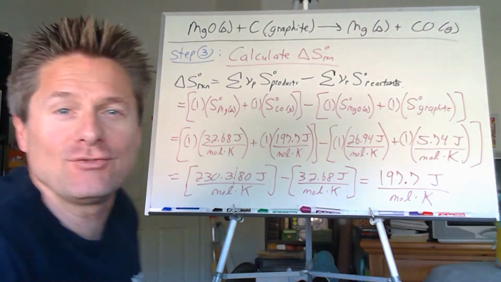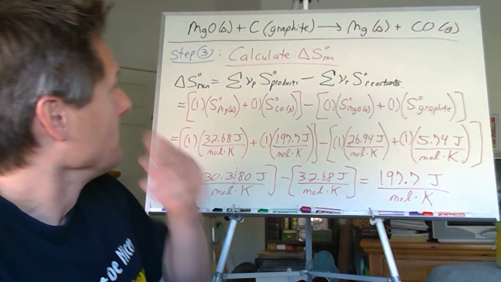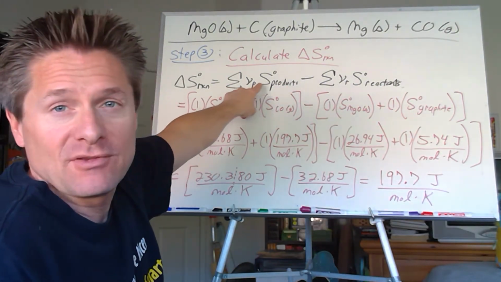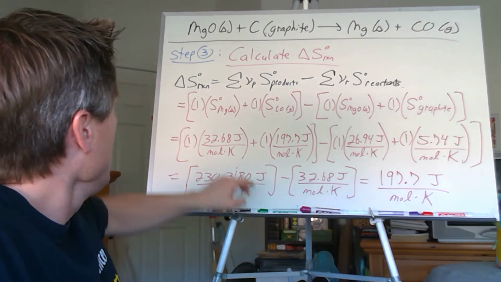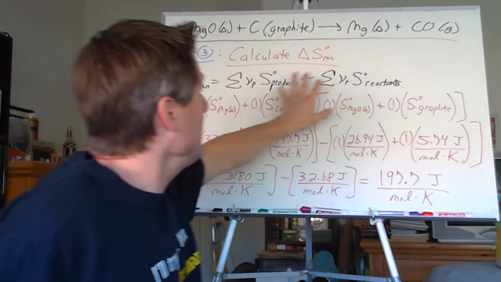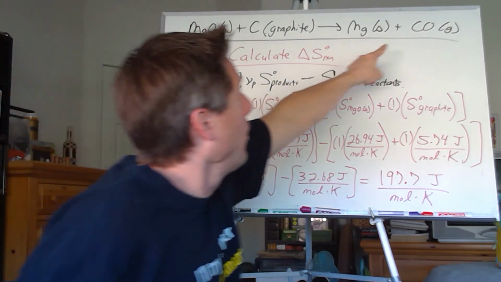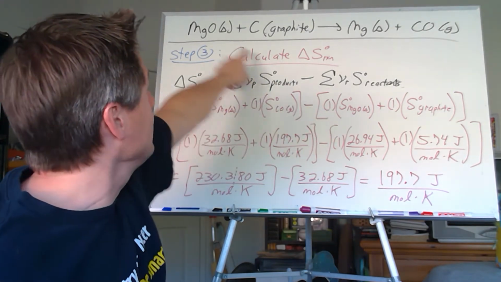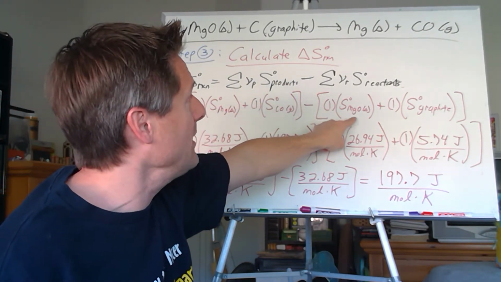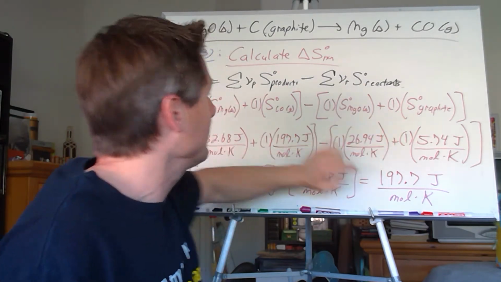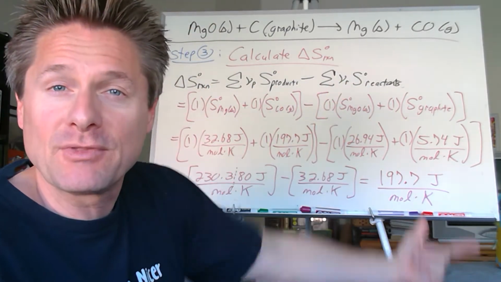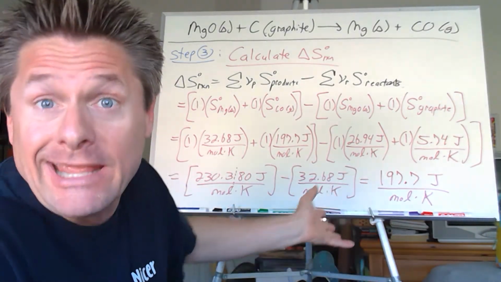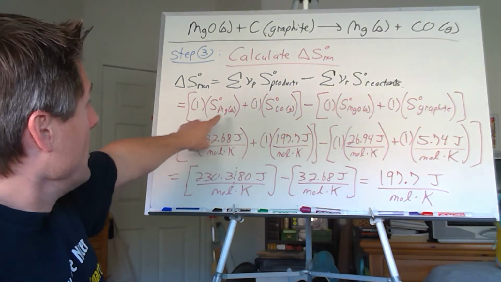How'd you do on your entropy change? Did you get what I got? All right, so we've got the exact same reaction equation again. We're just using the absolute molar entropy there. So we're going to take 1 times the product, Mg solid, plus 1 times the product, CO gas, and put that in brackets. Then subtract 1 times the magnesium oxide solid entropy, plus 1 times the graphite. So products minus reactants, put the products in brackets, put the reactants in brackets. Same thing every time for delta G, delta H, delta S. You gotta love it. Very simple. Tedious, but simple.